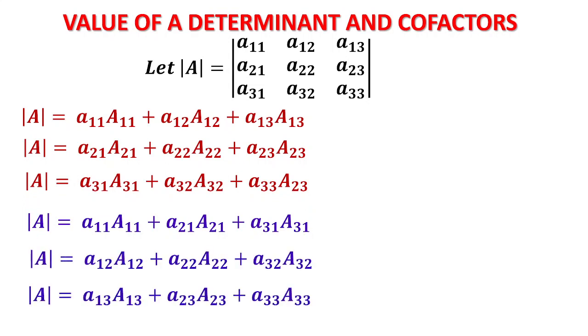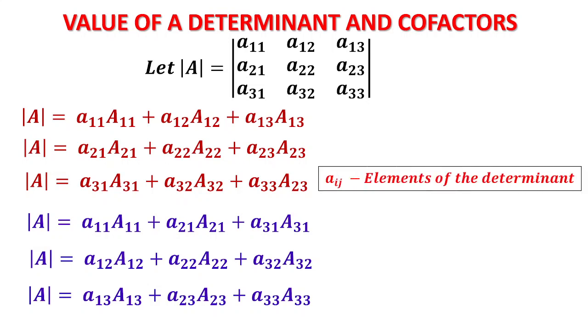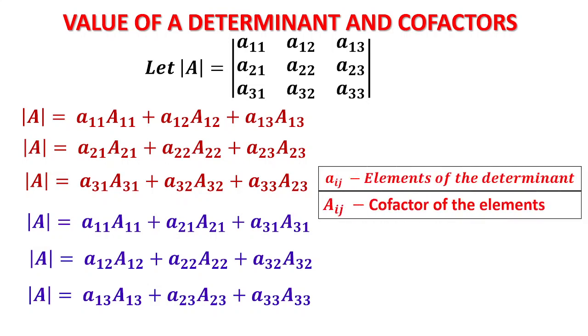A11 into its cofactor plus A12 multiplied by its cofactor plus A13 multiplied by its cofactor. If you want to take the third column, for example, then A13, A23 into its cofactor, then A33 into its cofactor. There are 6 ways of doing it. It is left to you to select the way which is convenient to you. Aij is the element and capital Aij is the cofactor.